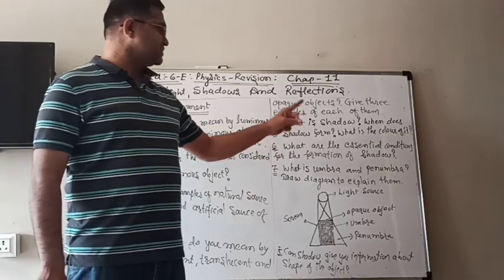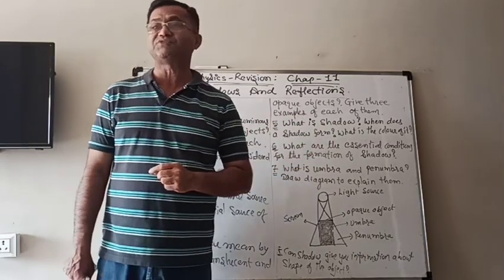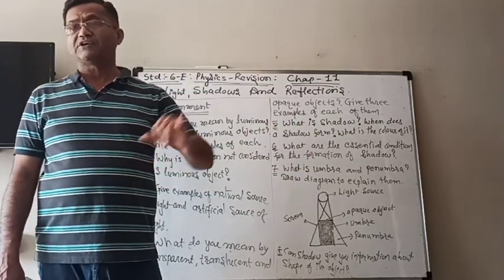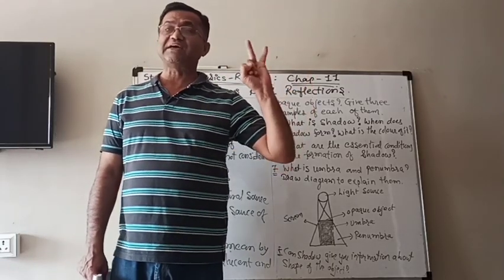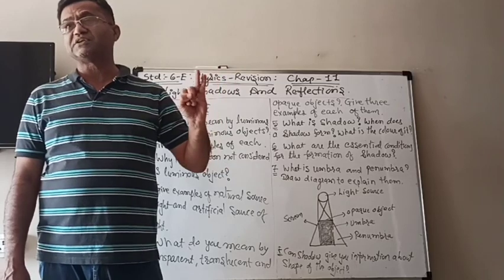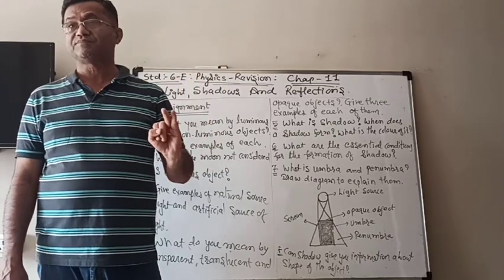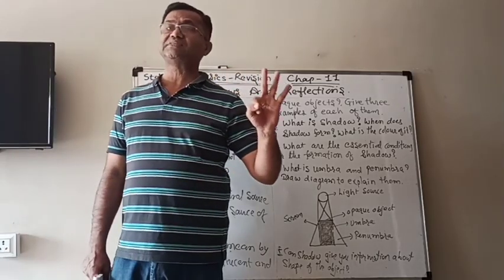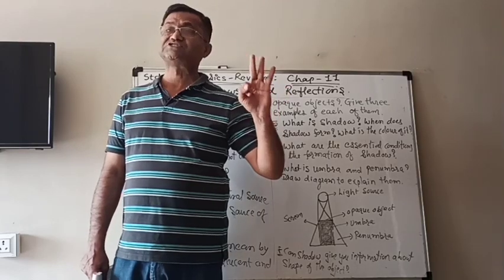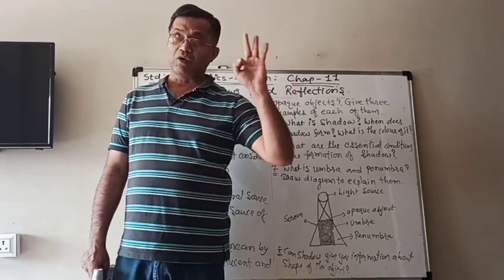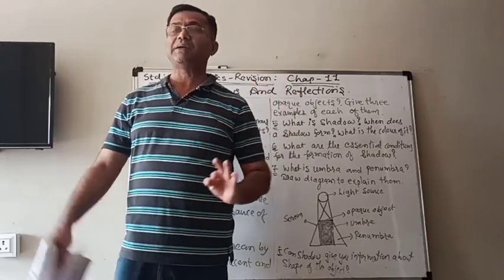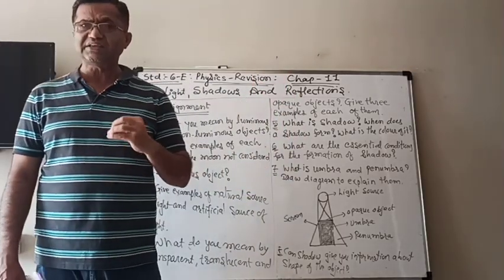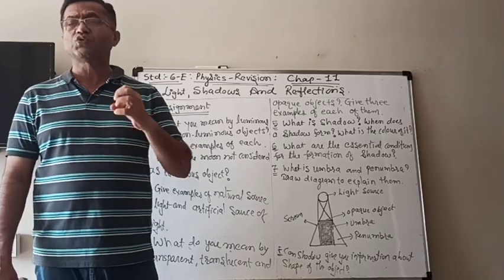What are the essential conditions for the formation of a shadow? First of all, we need a source of light. The second required thing is an opaque object. And the third required thing is a screen, like a wall, or it can be a cardboard or a white paper, etc. These three things are required to cast a shadow.